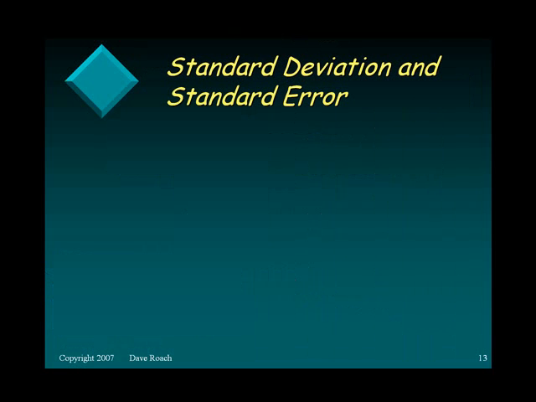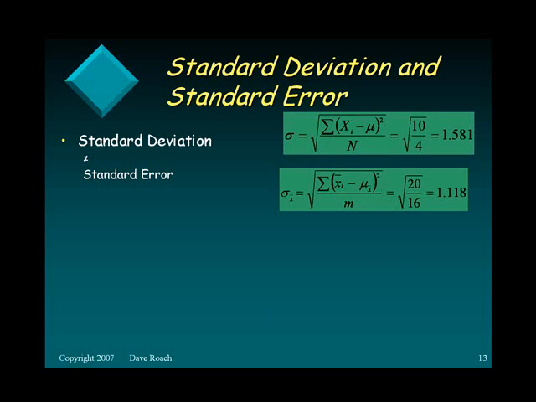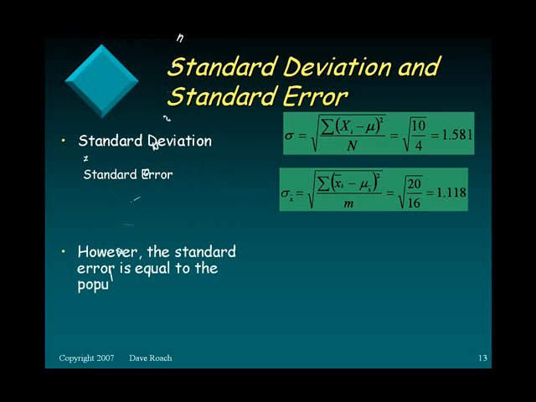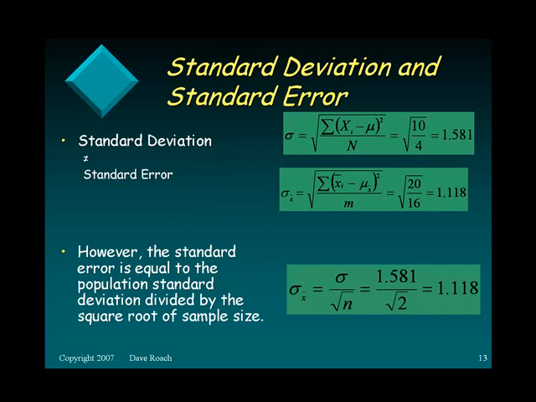Now let's look at the standard deviation for a population and the standard error for the associated sampling distribution. Unlike means, the standard deviation and standard error are not equal. In this case, we had a population standard deviation of 1.581 and a standard error of 1.118. However, there is a mathematical relationship between the two, with the standard error being equal to the population standard deviation divided by the square root of sample size.